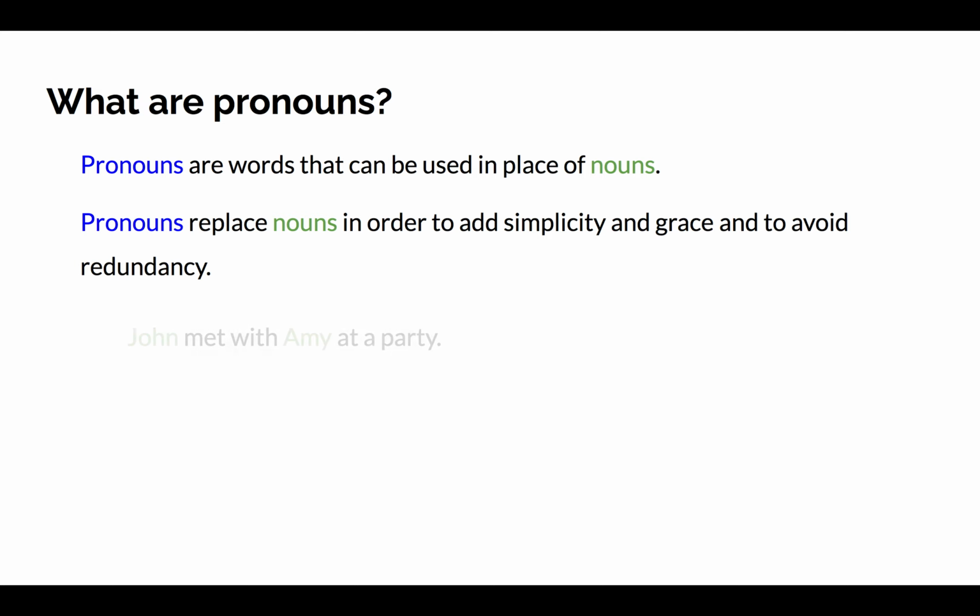For example, John met with Amy at a party. He laughed at her joke. In this example, the pronoun he replaces John, a man, and the pronoun her refers to Amy, a woman, and Amy's joke.